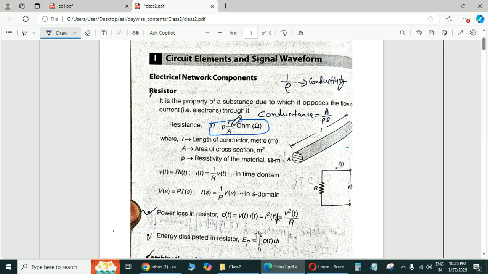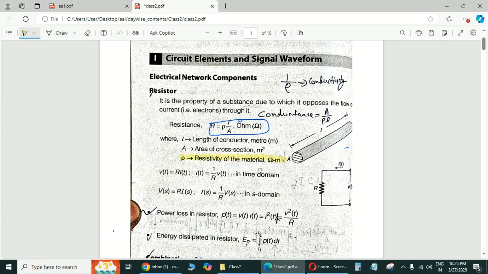Resistivity is a material property. Every material has its specific resistivity. Rho is a material constant. L is the length of wire, that is L meter, and A is the cross section area, meter square. And the unit of rho is ohm meter. As you can see here, resistivity of the material is in ohm meter.